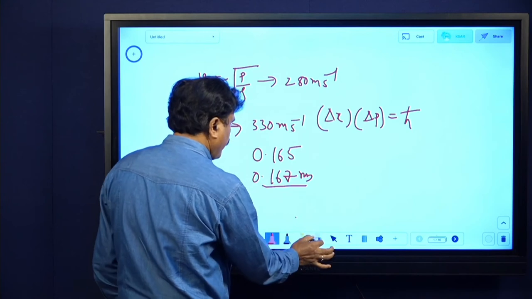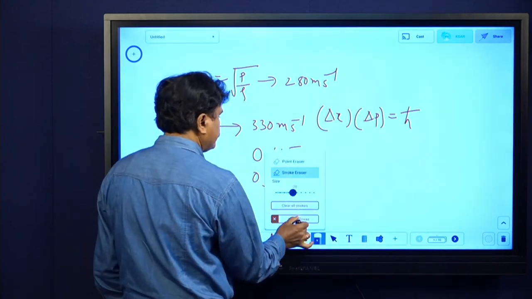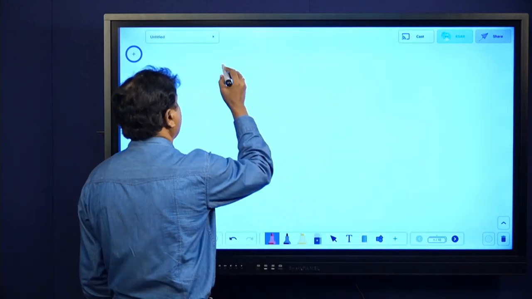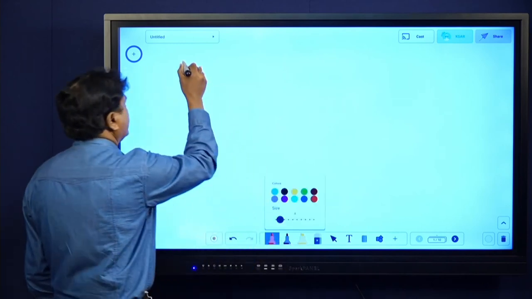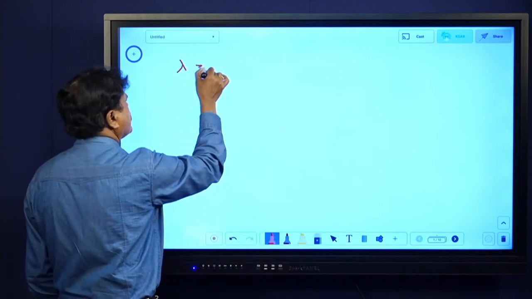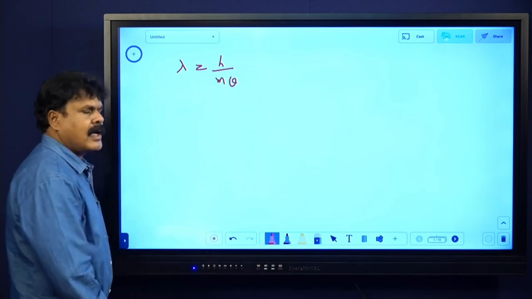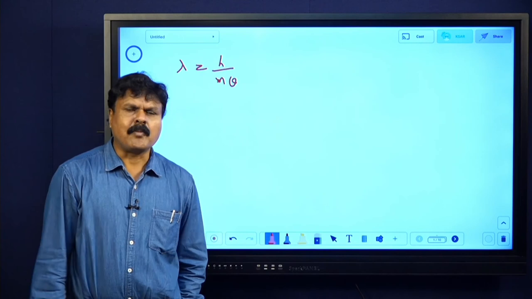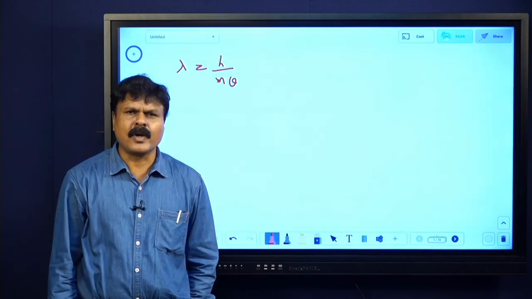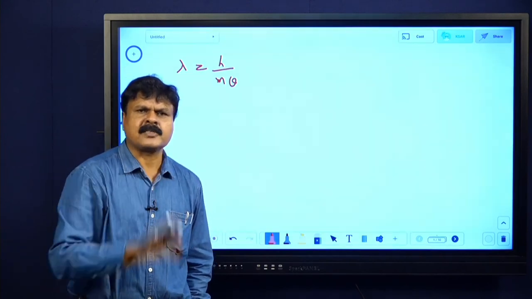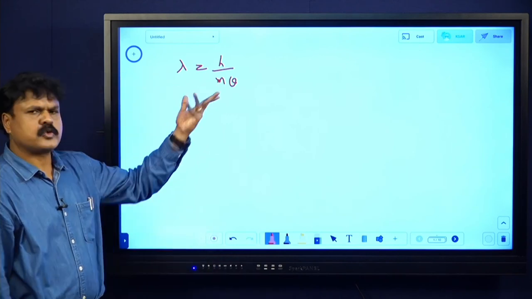So now here, in case of photoelectric effect, especially this, now whatever I have seen here, lambda equals h by mv, they'll give you value of m. A body of mass 1 kilogram moving with 0.5 meter per second. What is the wavelength associated with it?